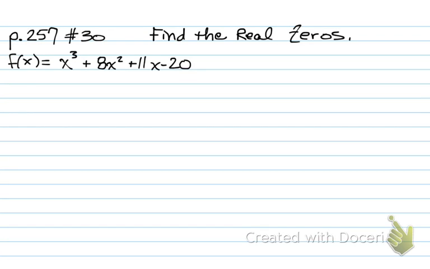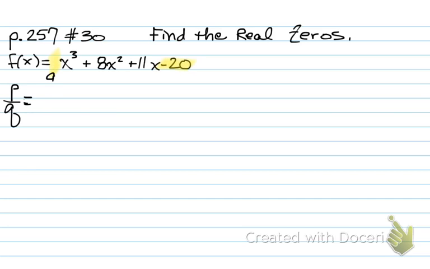Alright, so we're going to be taking a polynomial that is in standard form, and we are going to find the real zeros. There's a little bit of a process involved with this, so we're going to go through and show you a few little tricks along the way.